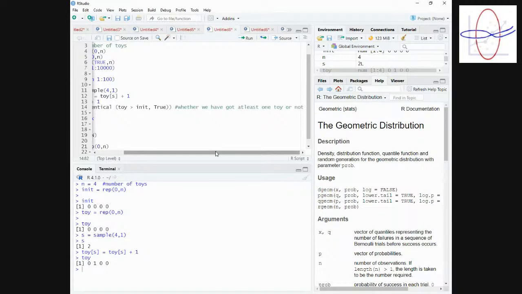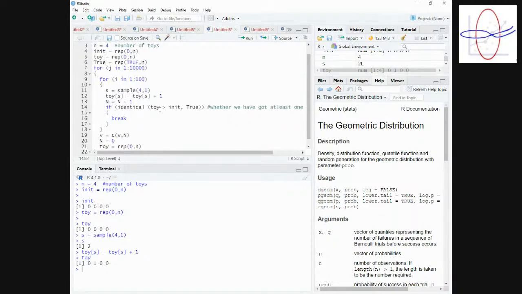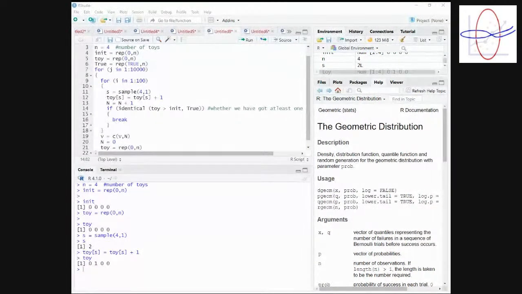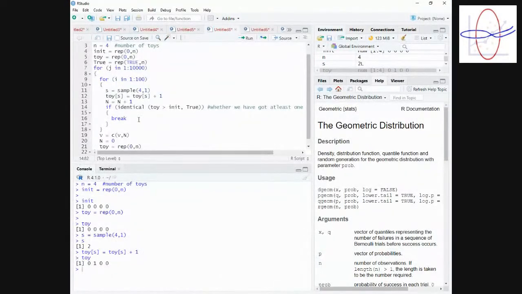Okay, we check whether we have got at least one toy or not. This is the way it's checking. And if so, then we are breaking the loop.